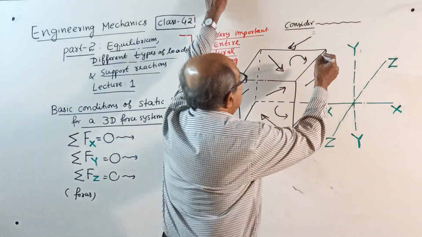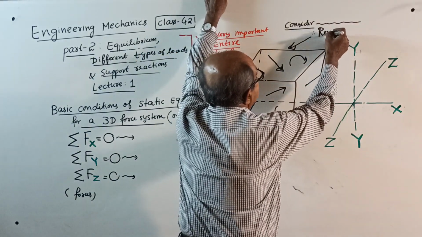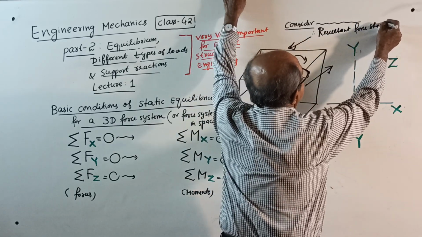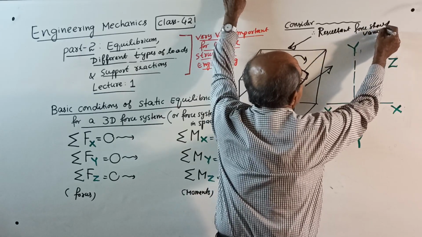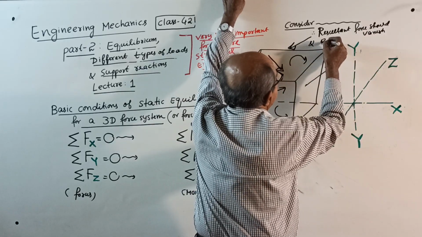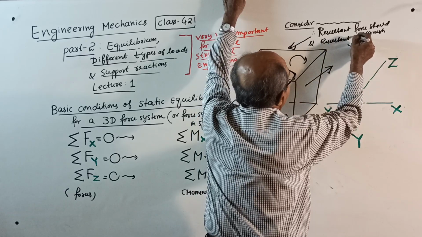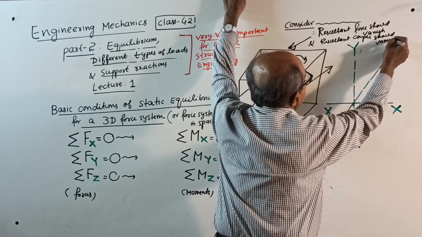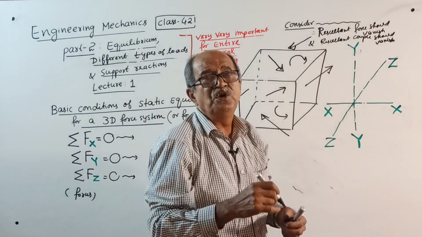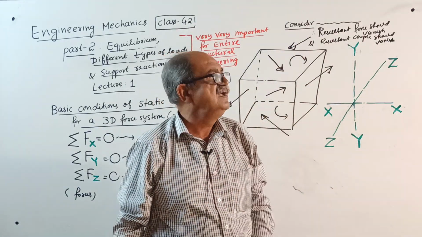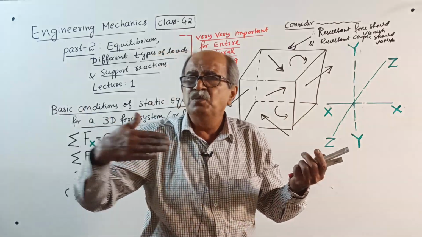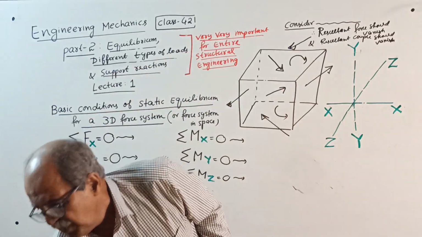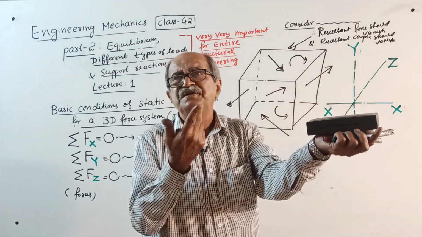For that, the resultant force should vanish. And also, right here, the resultant couple should vanish. There should be neither a force resultant nor a couple resultant. If a force resultant comes, the tendency is to move. If a couple resultant comes, the tendency is to rotate. None of them is permitted. See, when a body is in equilibrium, there is no resultant force.